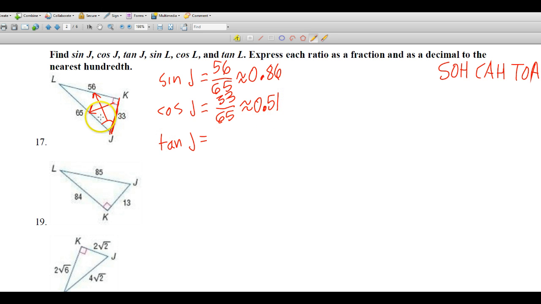And then the tangent of J. So tangent, excuse me, the tangent of J, tangent is opposite over adjacent. So from J, our opposite side is 56, and our adjacent side is 33. And 56 over 33 gives us approximately 1.7.